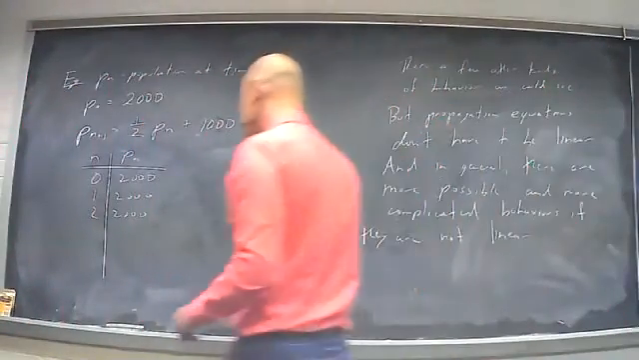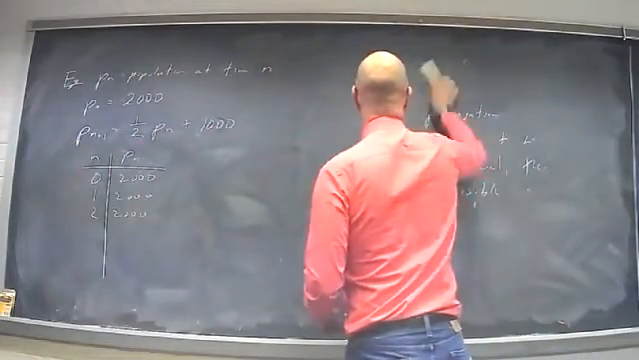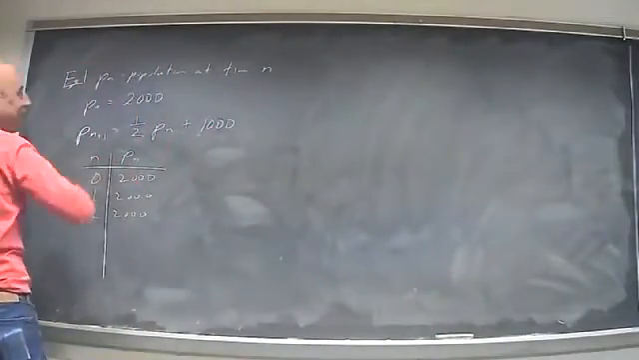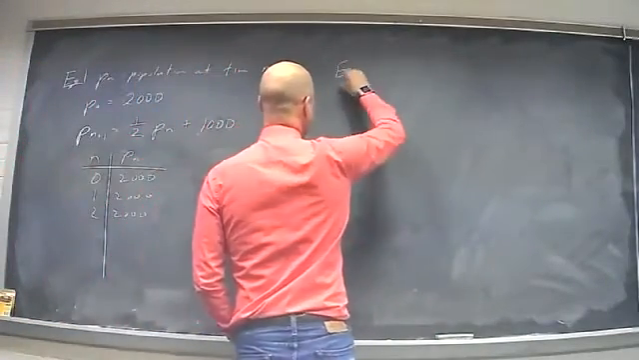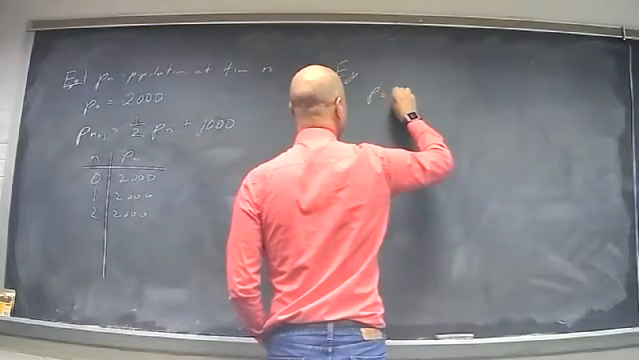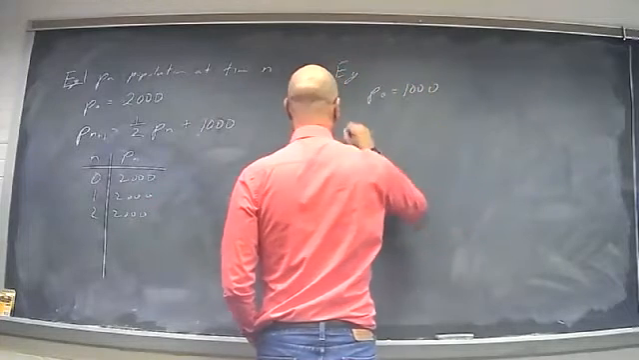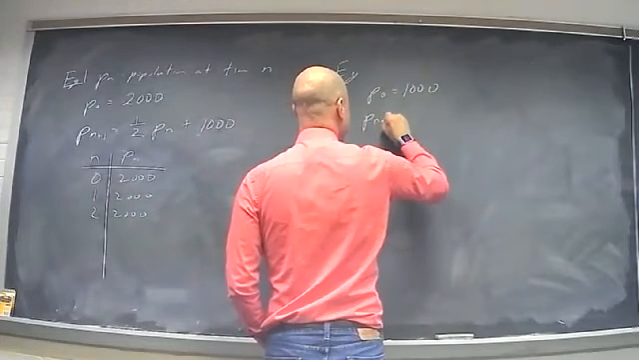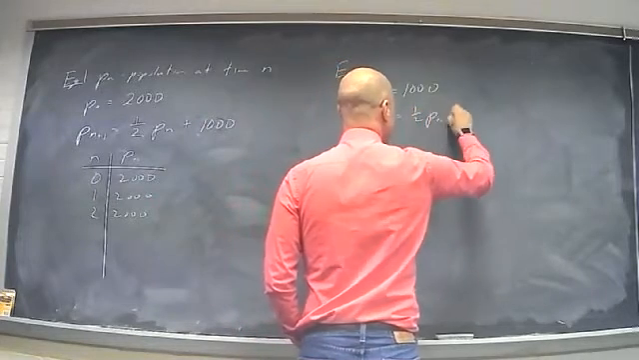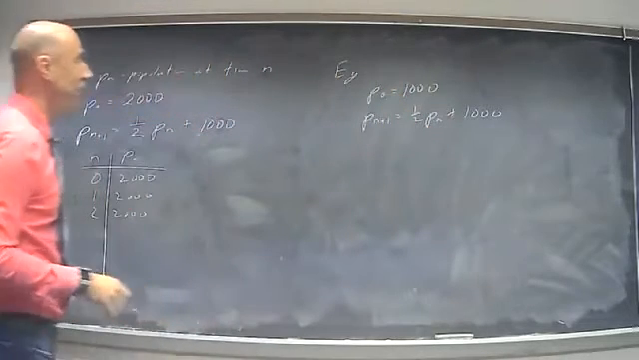Let me give you another. Here's example 1. Example 2. I'm going to change the initial population. I'll change it to 1,000. But I'll keep the same propagation equation, P n plus 1 equals 1/2 P n plus 1,000. Same propagation equation. All I did is change the initial condition.